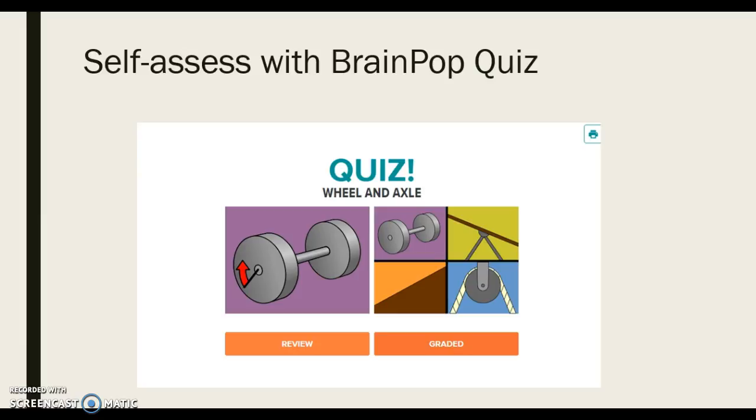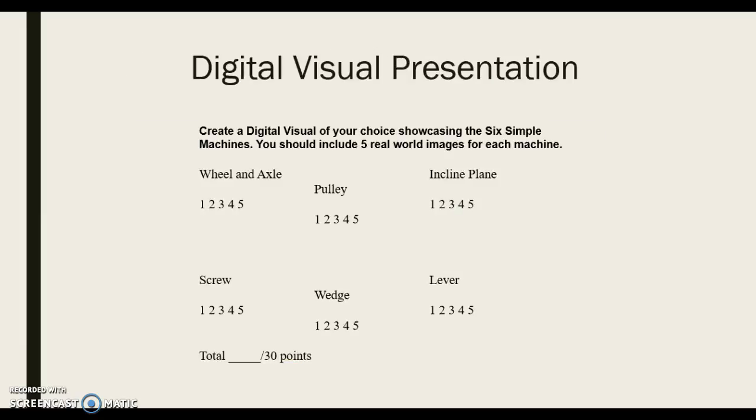After they've completed the BrainPop videos, they're going to do a digital visual presentation. They get to choose however they want to present this visual. They need to have a visual for each of the 6 machines, and each machine needs to have 5 images. For each image, they get a point, so if they have 5 correct images for each machine, then they would get a total of 30 points.